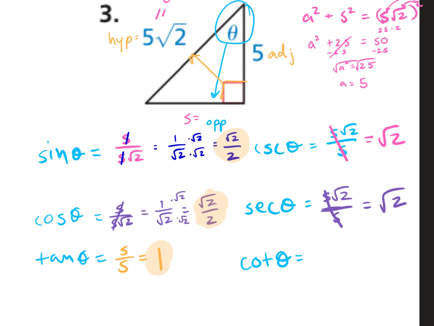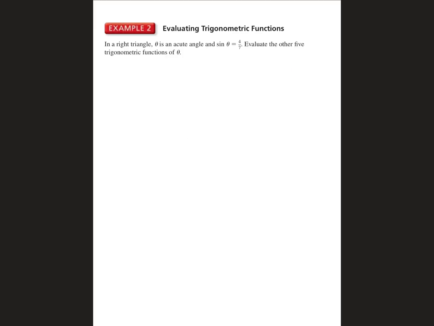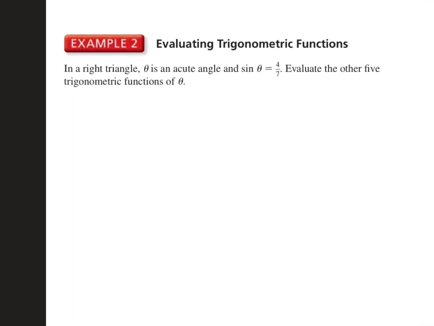And lastly, let's find cotangent. Cotangent is adjacent over opposite. So 5 over 5, which is 1. So there are our 6 trig functions. All right, example 2.